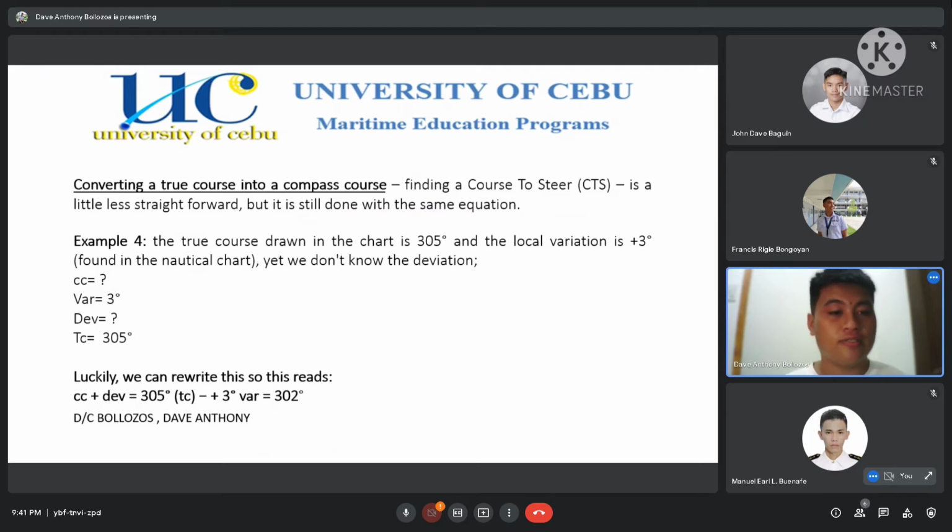Compass course is unknown, variation is equal to 3 degrees, deviation is unknown, true course is equal to 305 degrees. Luckily, we can rewrite this so it reads compass course plus deviation is equal to true course 305 degrees, minus 3 degrees variation, which is equal to 302 degrees.